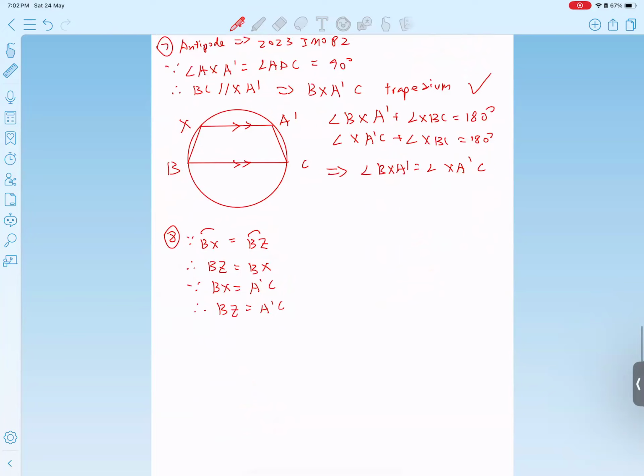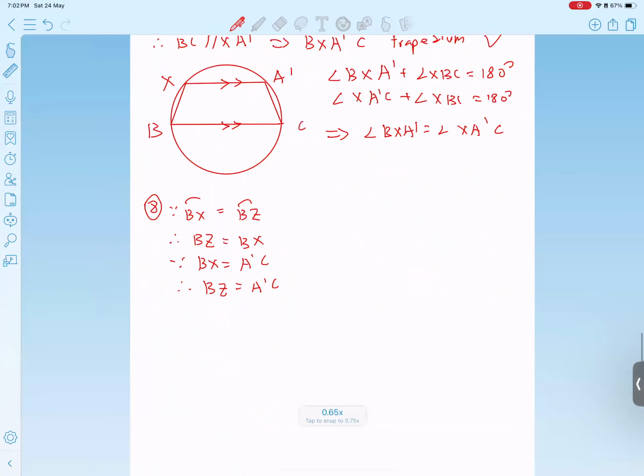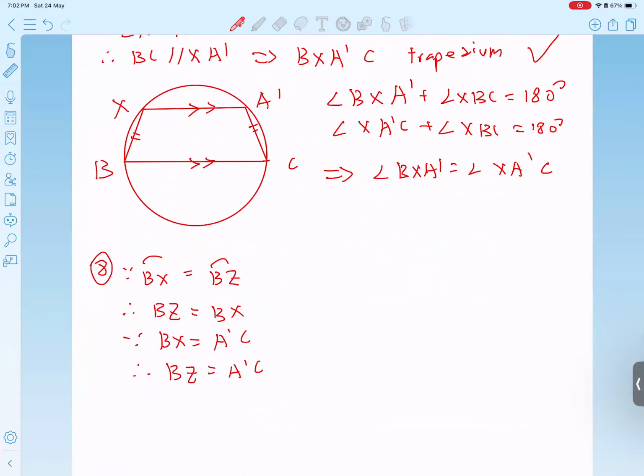So just see why this is true. Again, we look at this diagram. If these two sides are equal, if these two sides are equal, yeah, try this simple bit.